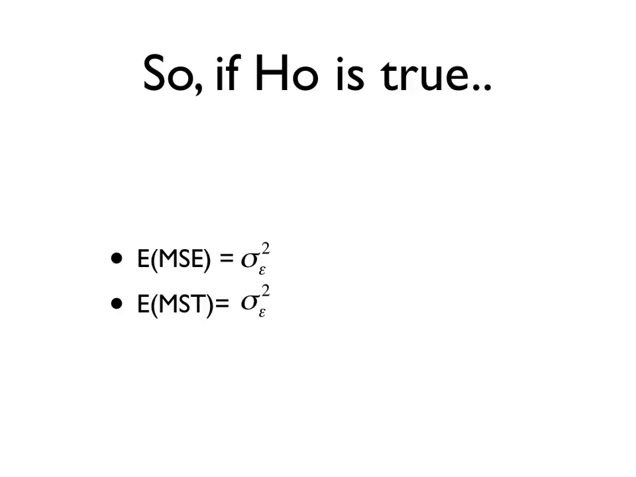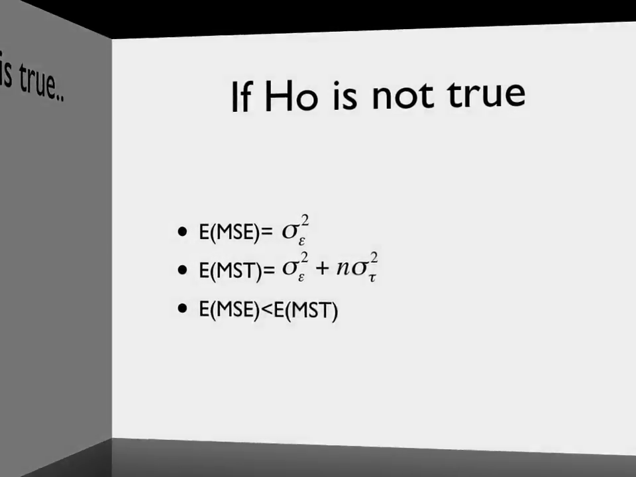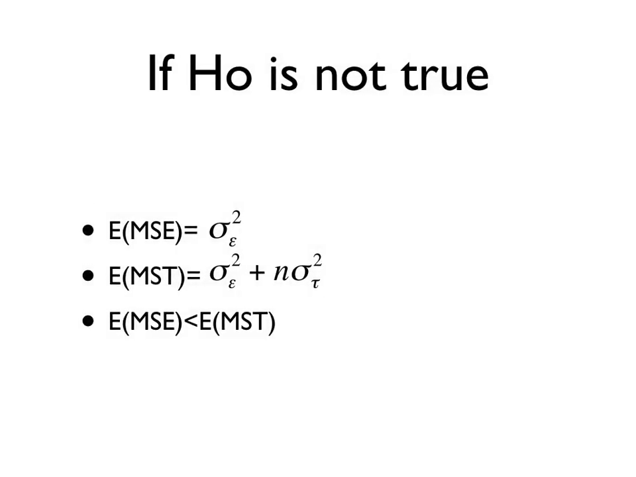Okay. We're good? So that's if H0 is true. What if H0 is not true? This is where it gets interesting. If H0 is not true, the expected value of mean squared error is sigma squared sub epsilon. The expected value of mean squared treatment is sigma squared sub epsilon plus n times sigma squared sub treatment, something we haven't seen before. Because the null hypothesis assumes that equals 0. The null hypothesis says there's no effect.